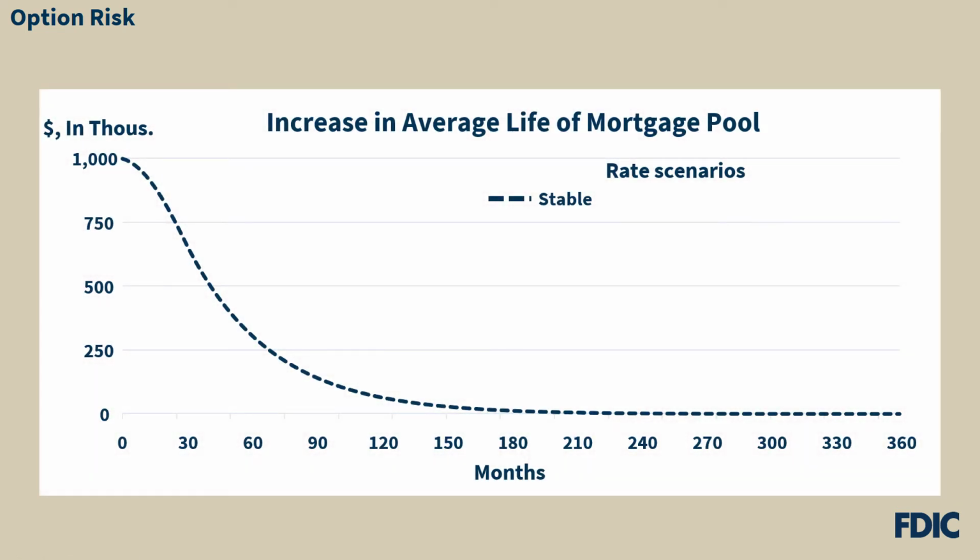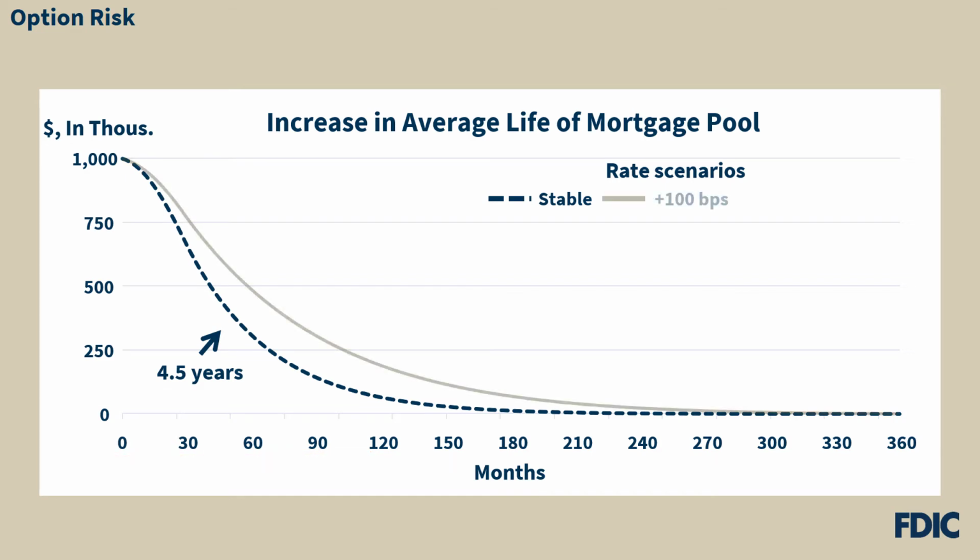Here, we have the expected average life of a typical pool of mortgage loans, assuming interest rates remain stable. Although the ultimate maturity of this pool of mortgages is 30 years, the average life is much shorter due to prepayments over the life of the mortgages. In this case, the average life is 4.5 years, and the bank can expect to receive most of the principal on this pool within the first 10 years. In this scenario, the bank will reinvest principal received at the current and stable market rate environment.